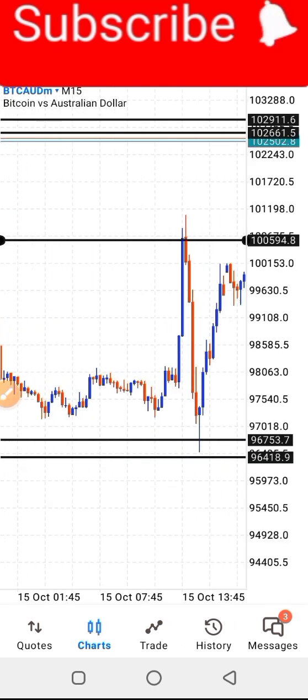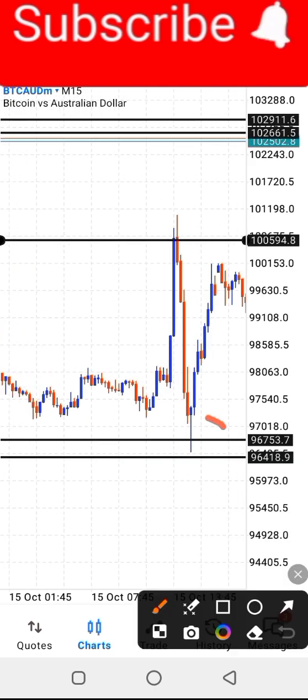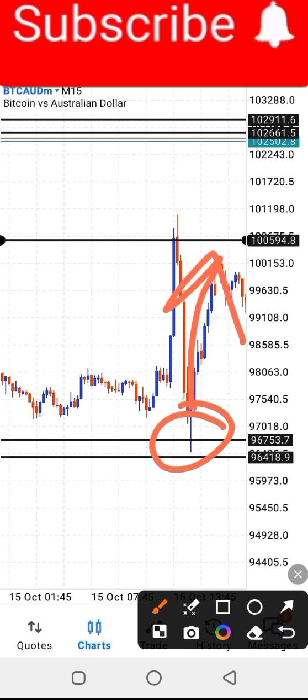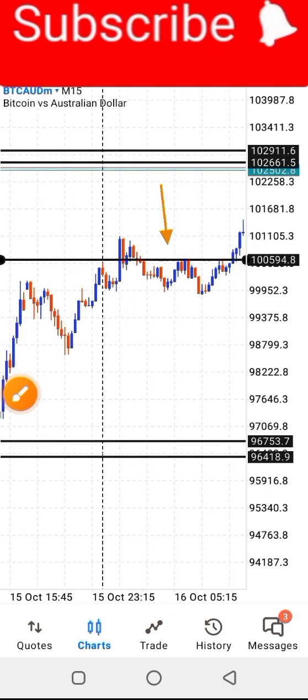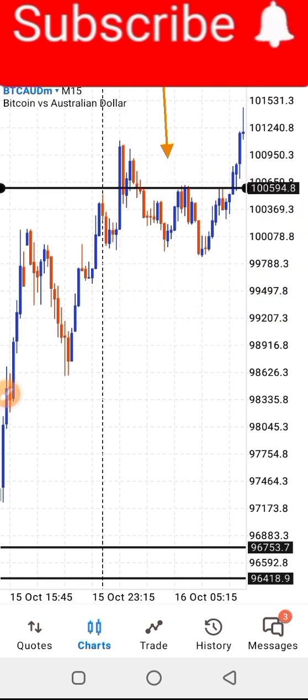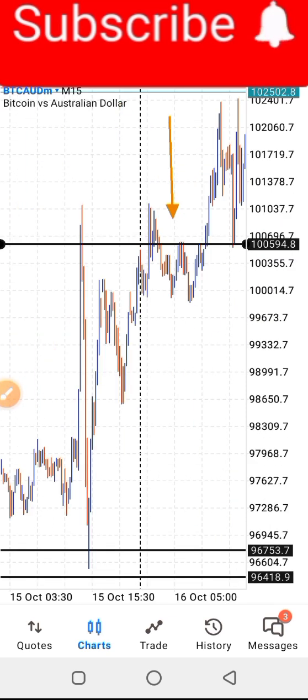Price came back right here. So what do you see happening here? Price tapped into that level, respected it, and gave us a buy trade. So this is our very first example. So you need to look out for these things on your chart. So I have another example right here. Let me zoom out a bit.